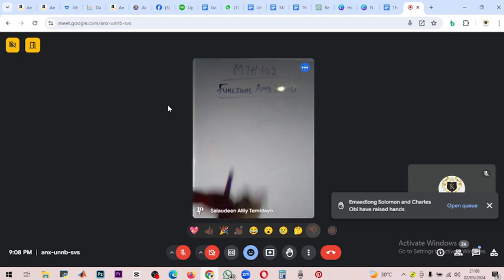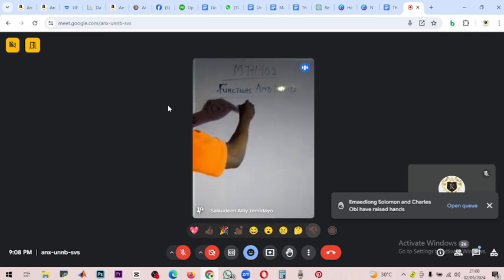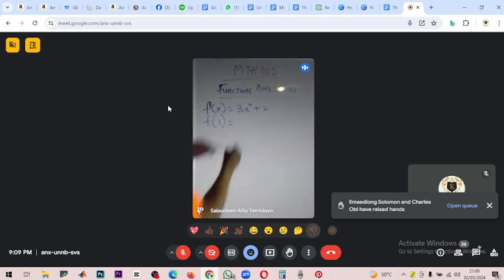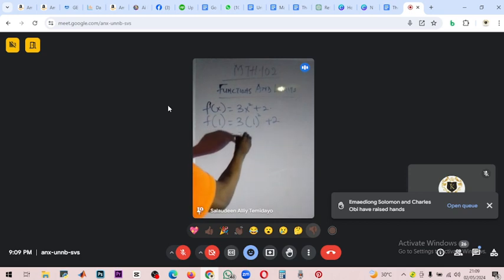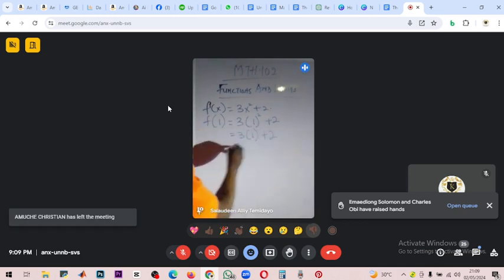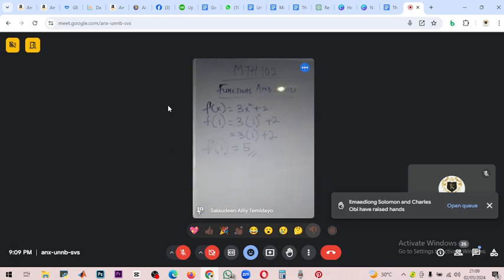We've done evaluation, right? We said f of x equals 3x squared plus 2. Remember, if it's f of 1, then f of 1 will be what? 3 times 1 squared plus 2. And that's 3 times 1 plus 2, which is 5. That is f of 1.